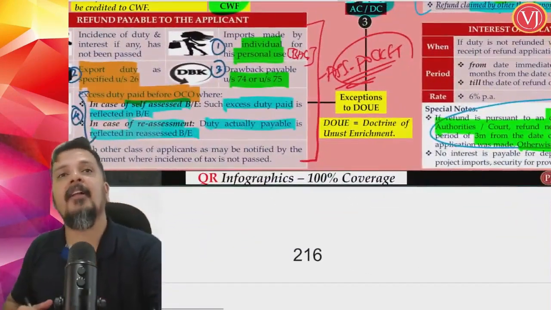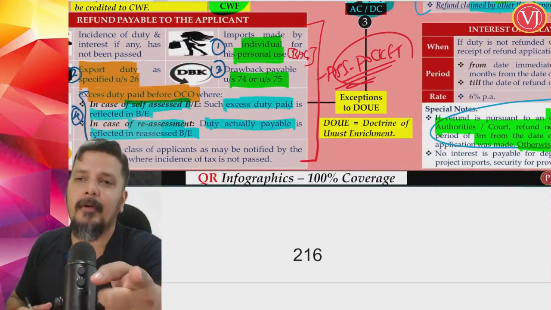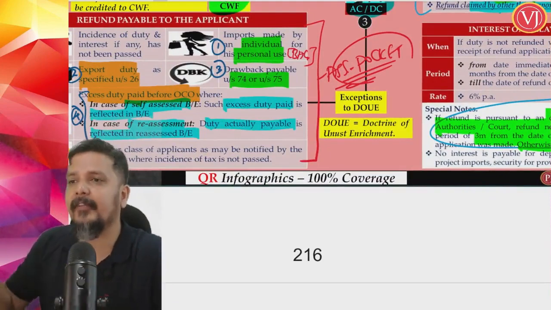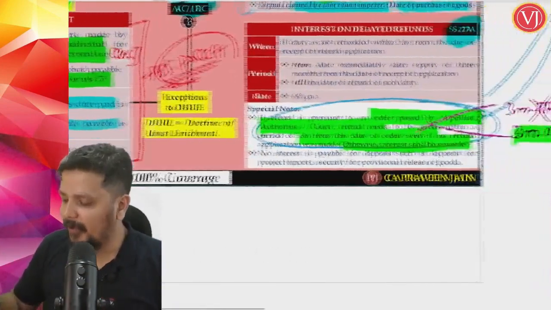In all these four cases, you will get that excess payment of duty in your pocket. In other cases, you have to prove that you did not pass on the burden. If you prove it, you will get it in your pocket. Otherwise, the amount will go to the Consumer Welfare Fund.